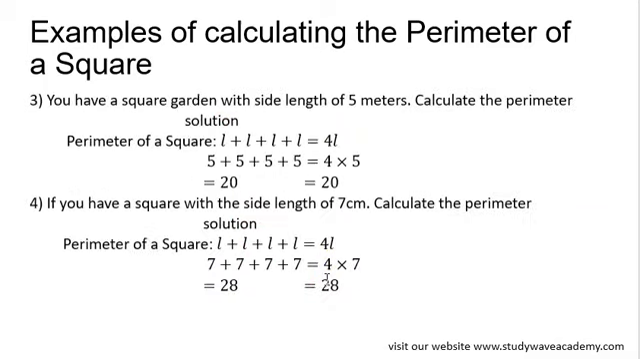Good. Here we have another example. Number 3. You have a square garden with a side length of 5 meters. Calculate the perimeter. So what are we going to do first?